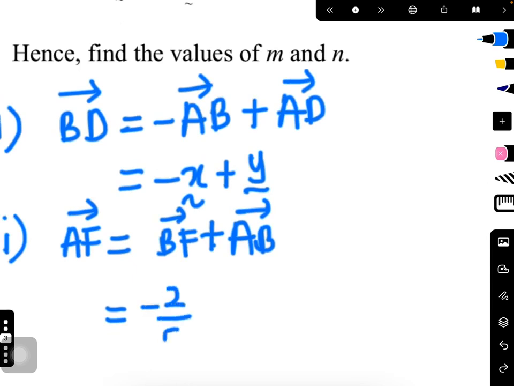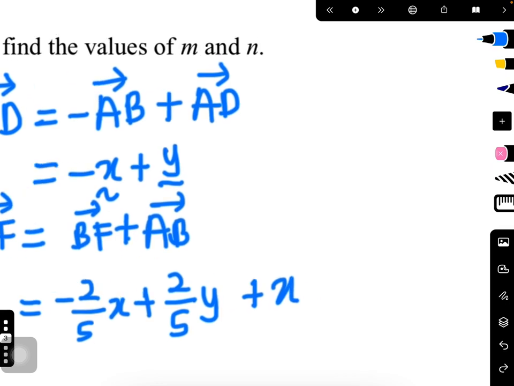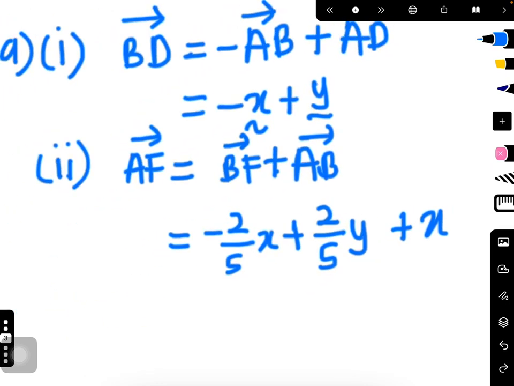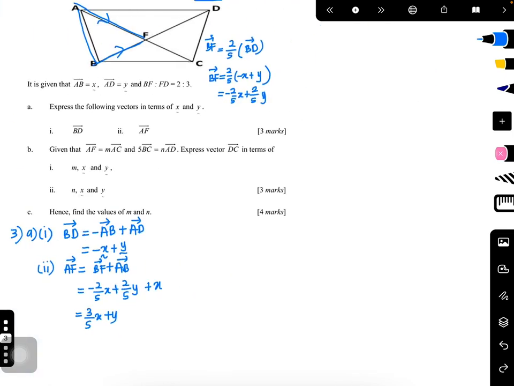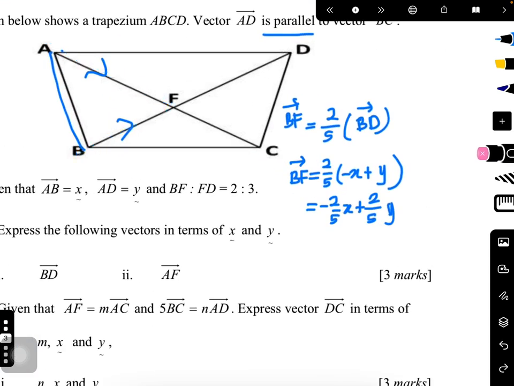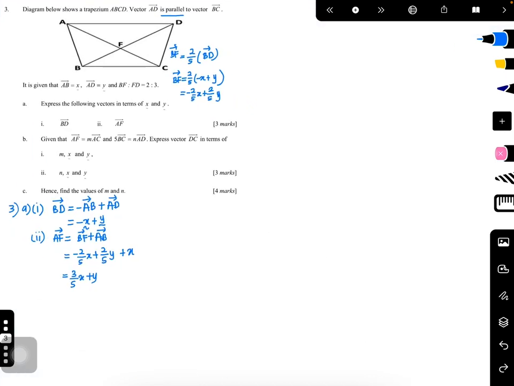Okay, next we can substitute in this to find the value of AF. Negative 2 over 5x plus 2 over 5y plus x. AB is x, equal to 3 over 5x plus y. So what we need to take care of is that we need to know the direction of the vector in order to get it right.